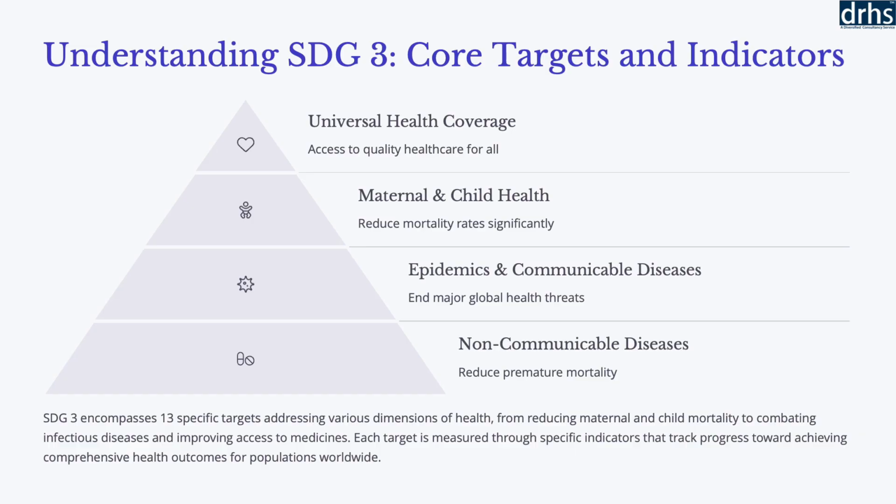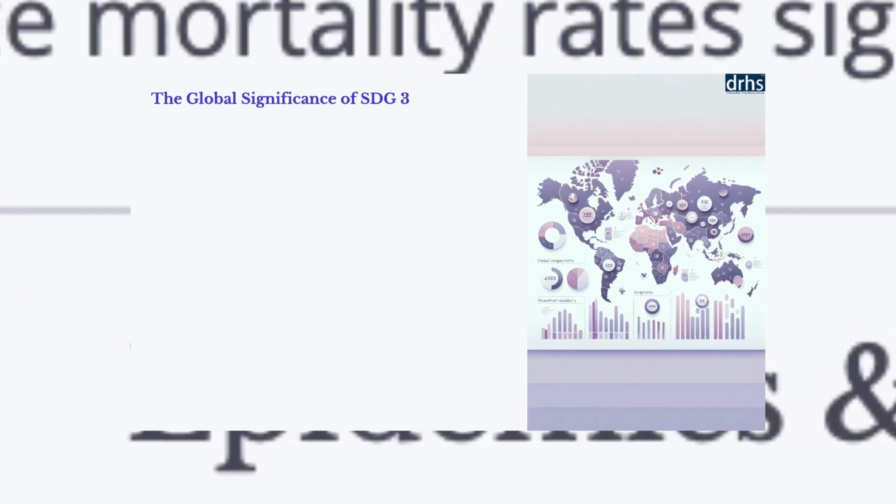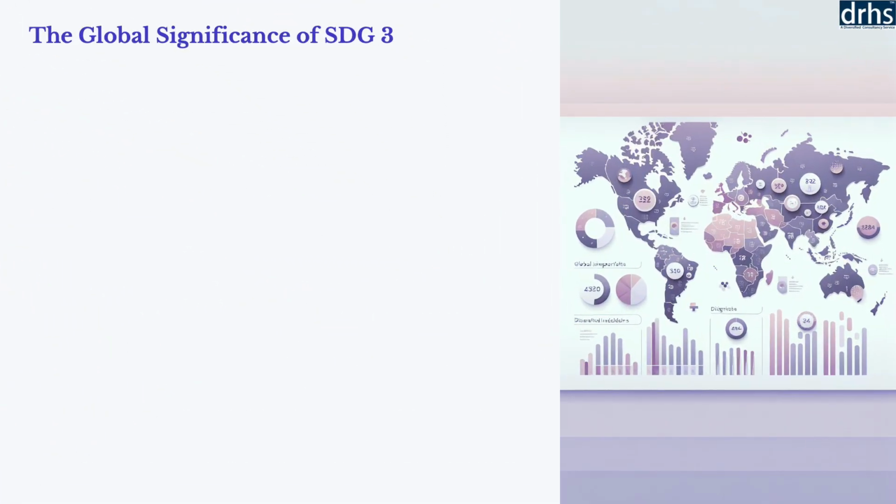premature mortality from NCDs. These indicators are vital for assessing progress, identifying disparities, and holding governments and the international community accountable. Recent data shows that while progress has been made in some areas, the world is off track to meet most health-related targets by 2030, necessitating urgent and renewed commitment. Slide 3. The global significance of SDG 3.